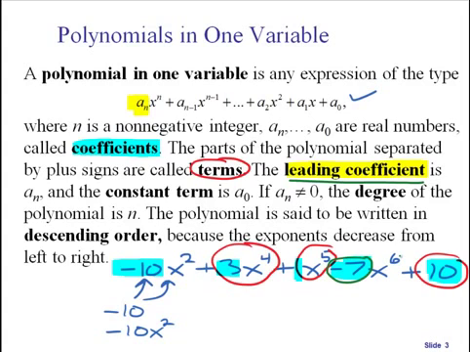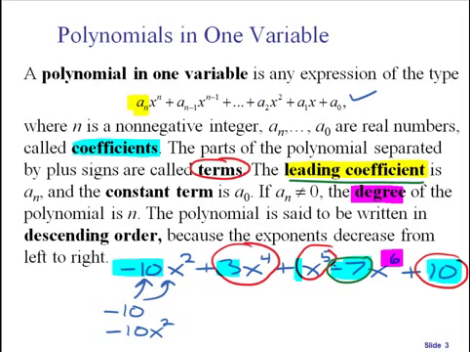Which brings me to my next question. What's the degree? The degree of the polynomial is the highest power. So in this case, our degree is 6. Those two things go together. The leading coefficient and degree go together. The rest is just semantics. They talk about the constant term. We know that's 10. Descending order just means it should be going from highest power down to lowest.